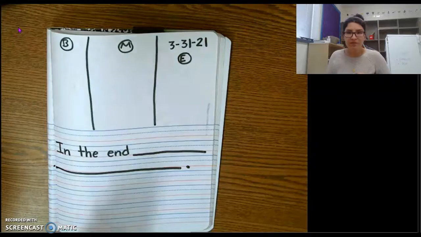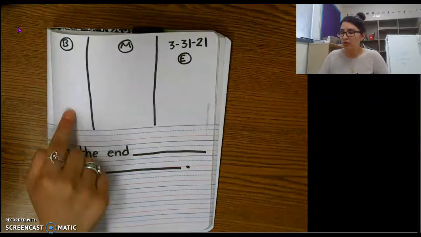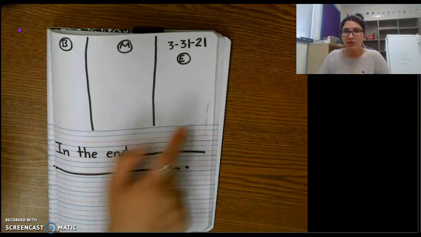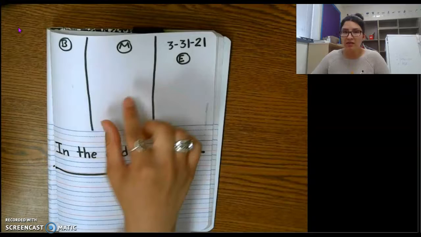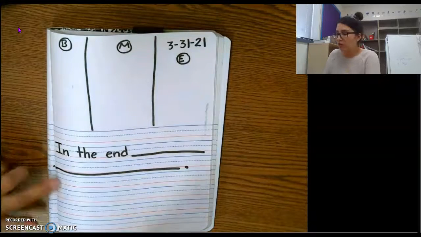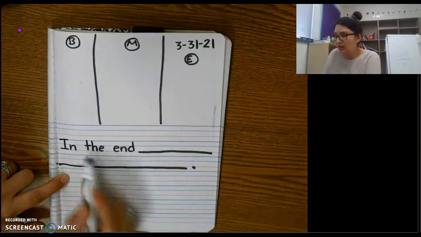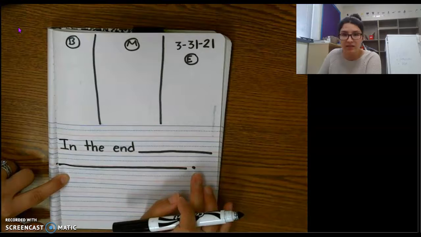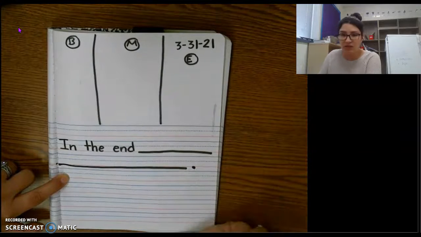Okay? So, again, you're going to split up your page: beginning, middle, end. Draw a picture of what happened in the beginning, then the middle, then the end, and then you are going to write this sentence. In the end, and tell me what happened at the end. Do not forget to put a period at the end of your sentence.